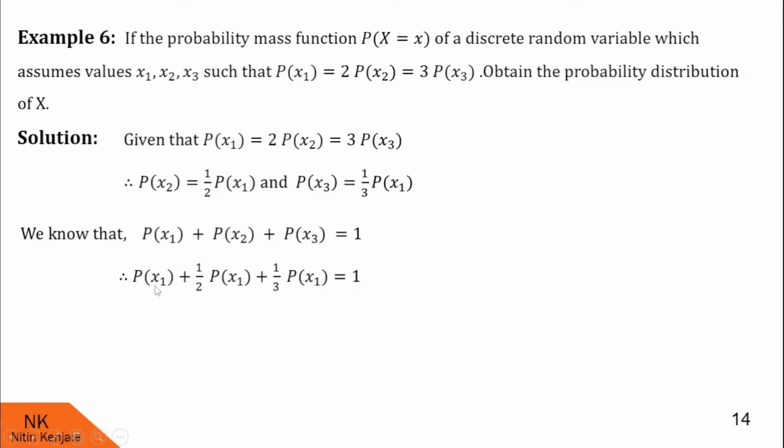Here P of x1 is common in all terms. Taking it out, we get 1 plus 1 by 2 plus 1 by 3. Further simplifying which, we will get P of x1 as 6 by 11.